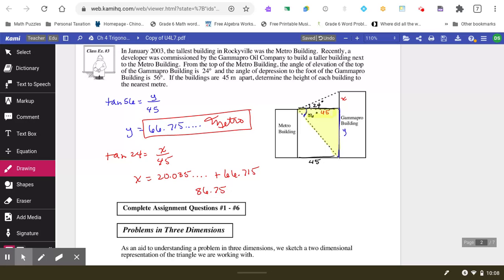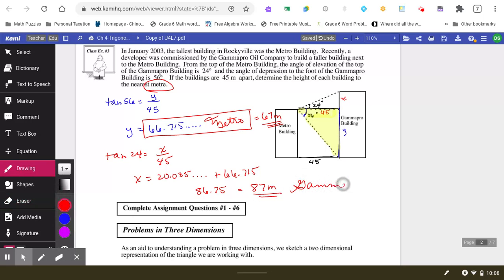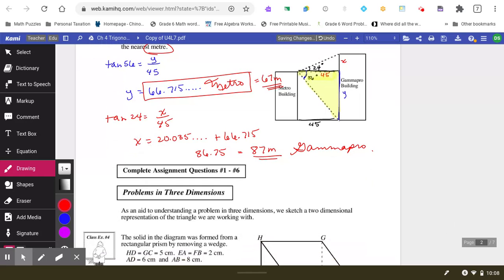But I'm supposed to go to the nearest meter. So I better change this one to 67 meters. And I better change this to 87 meters. Not millimeters. And this was the Gamma Pro. Okay, good. I'm going to skip the next question. It's quite complicated.